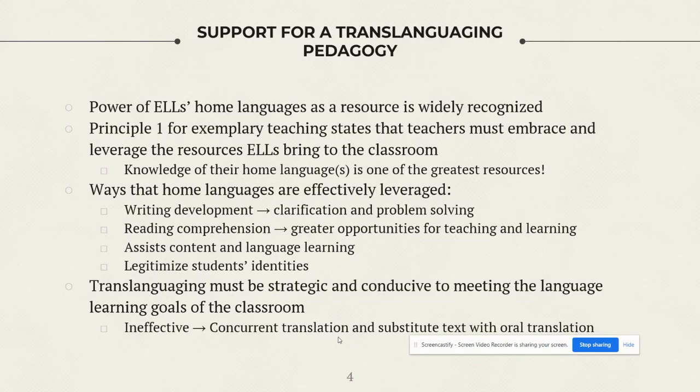So the power of an English learner's home language is a resource that's been widely recognized at this point. Though there are still districts and researchers who believe that home languages don't have a place in the classroom. There's plenty of information now that suggests that that's not the case. In fact, the first principle for exemplary teaching states that teachers should embrace and leverage the resources that ELLs bring to the classroom.